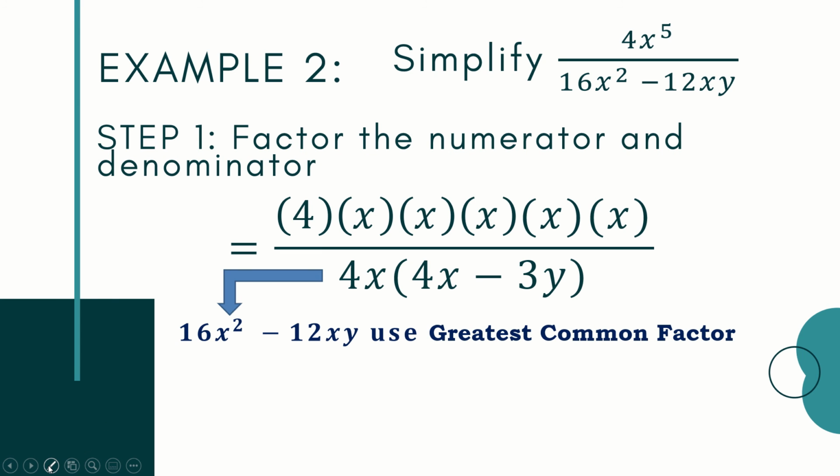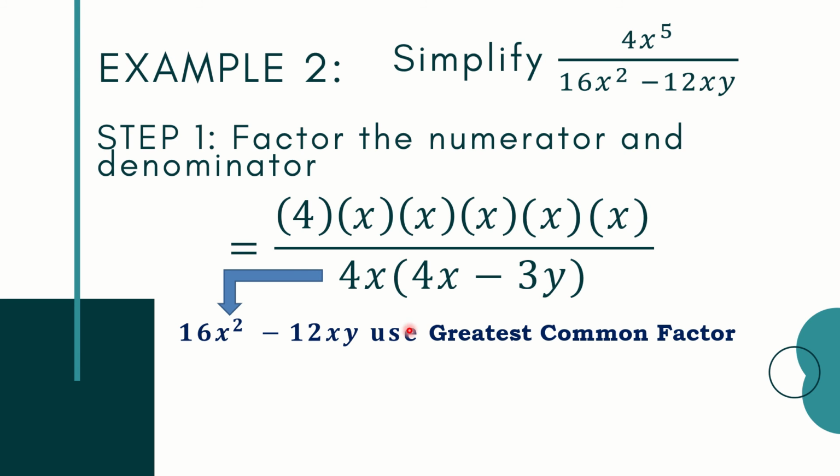So we have here another example. Simplify 4x to the power of 5 over 16x squared minus 12xy. So step 1, factor the numerator and denominator. The factor of our 4x to the power of 5 is here, 4 times x to the power of 4. And our denominator, the factor of 16x squared minus 12xy is here, 4x multiplied by 4x minus 3y.